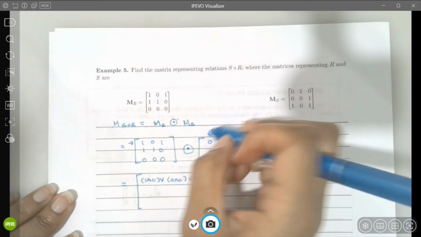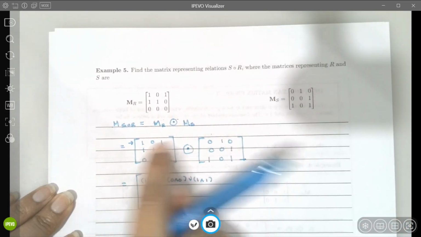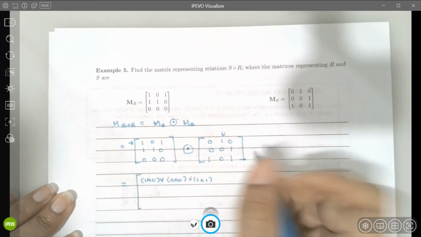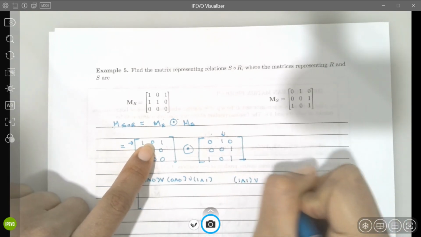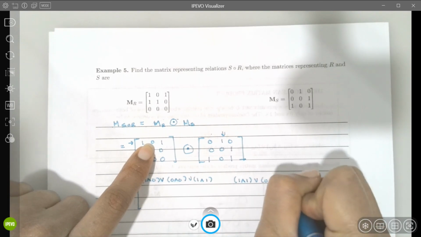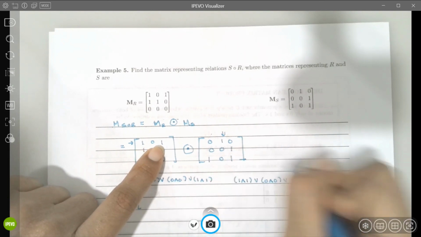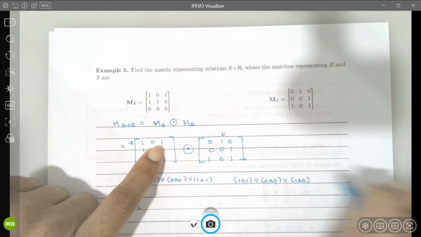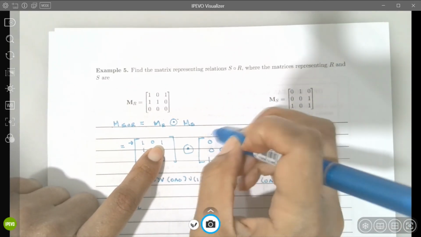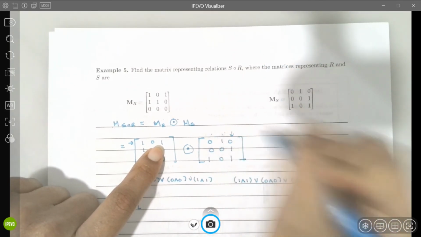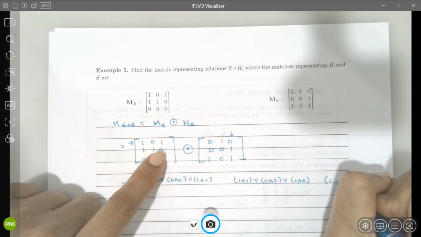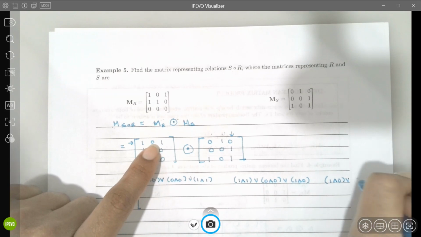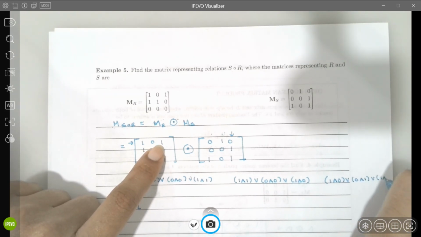Then we can move on to the first row, second column now. So that means that we'll have a 1 and 1, or 0 and 0, or 1 and 0. And finally, we have one more column this time. So we'll have the first row, third column. That'll be a 1 and 0, or 0 and 1, or 1 and 1.